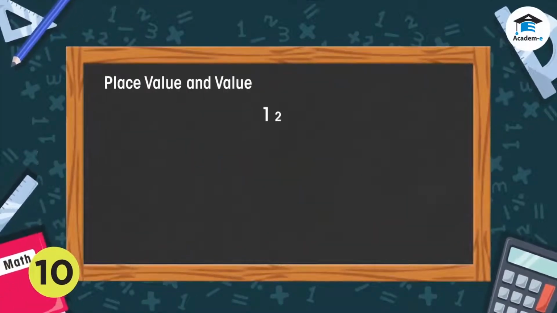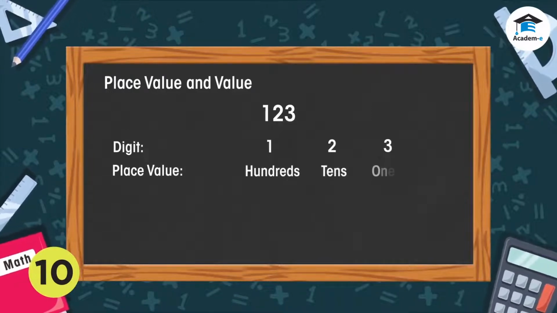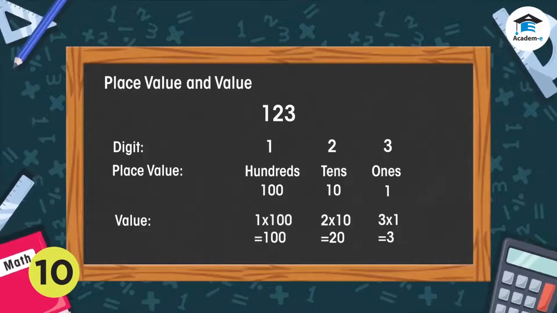The value of each digit in a number depends on its position in the number. The positions or slots occupied by the digits are also called place values. From right to left, the place values of the digits are ones, tens, and hundreds. The value of each digit is the product of the digit and its place value.